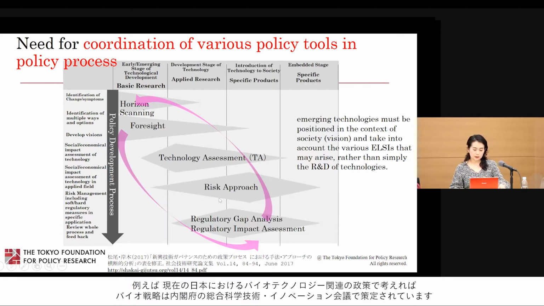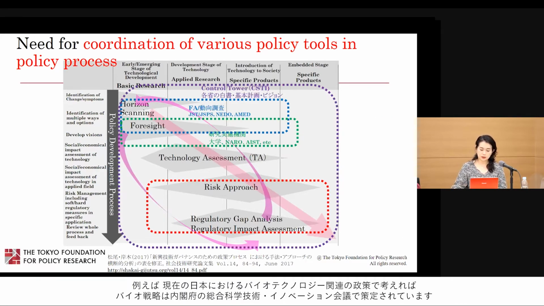And if we think about the current policy related to biotechnology in Japan, the biotech strategy is developed at the Council for Science, Technology and Innovation, which is situated in the Cabinet Office.